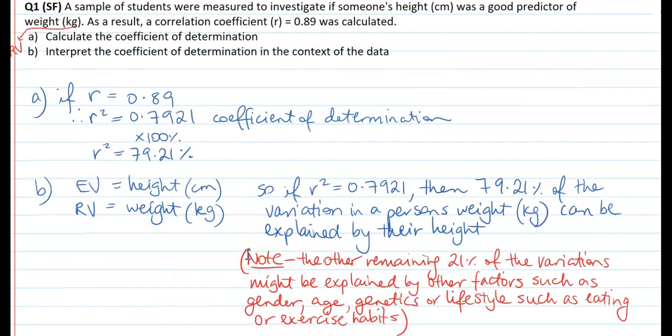So write a statement like I've got there, where we're saying 79.21% of the variation in a person's weight can be explained by their height. And always keep in the back of your mind what could be the reasoning for the other 21% of the variation. In this scenario, we could think of things like gender, age, genetics, lifestyle habits like eating or exercise. As long as we understand that this data is showing that taller people are heavier and shorter people are lighter, as a logical interpretation of the scenario.